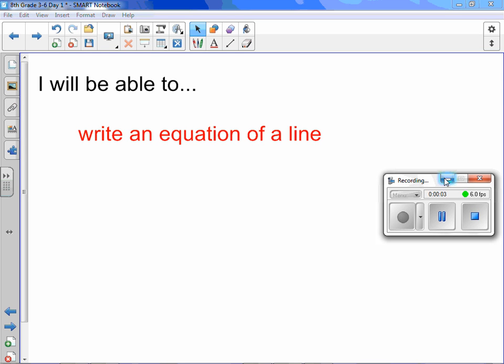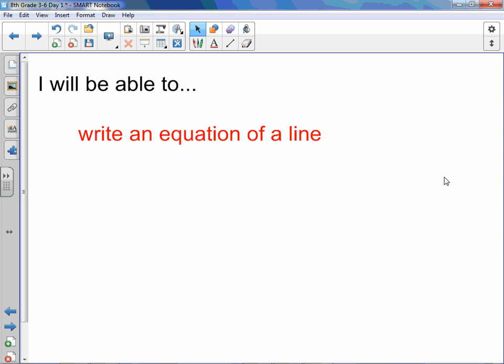Chapter 3, Lesson 6, Write Linear Equations, Day 1. You will be able to write an equation of a line.